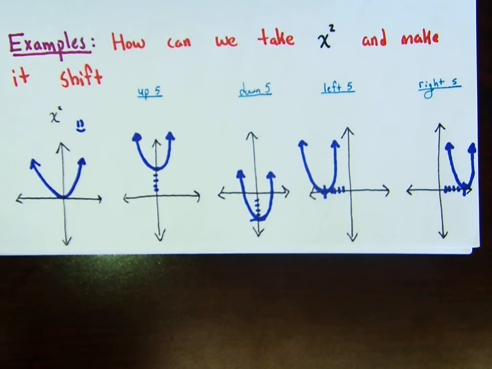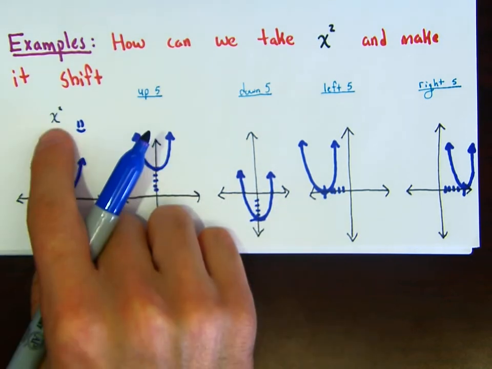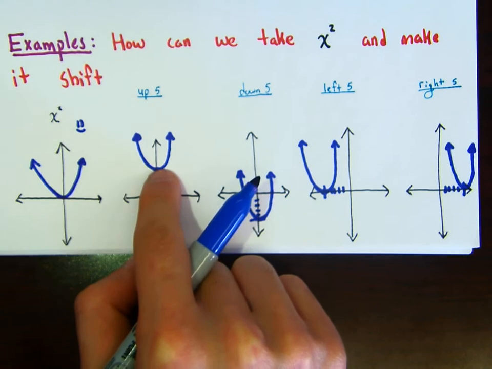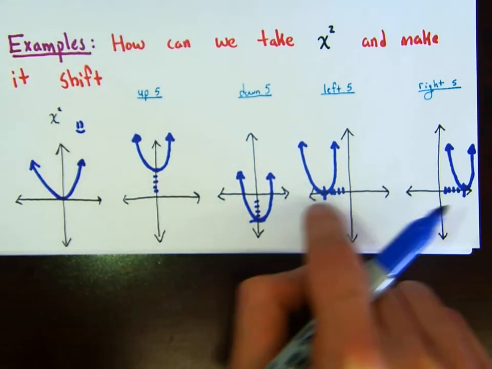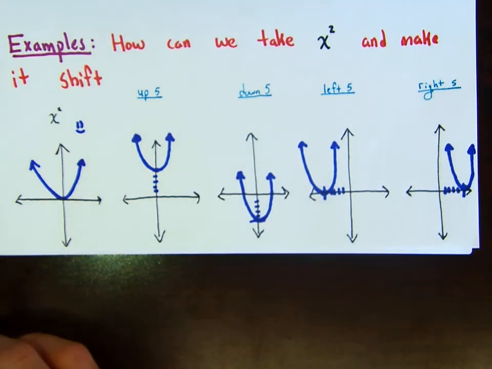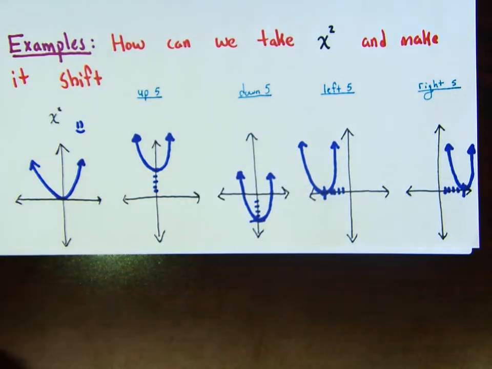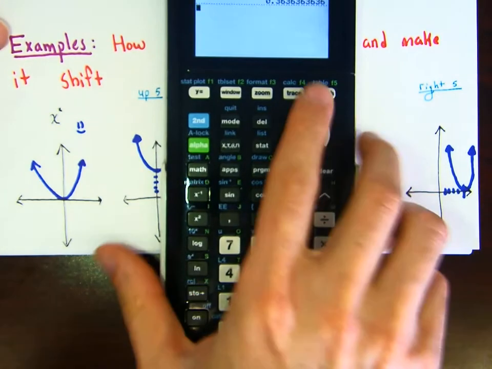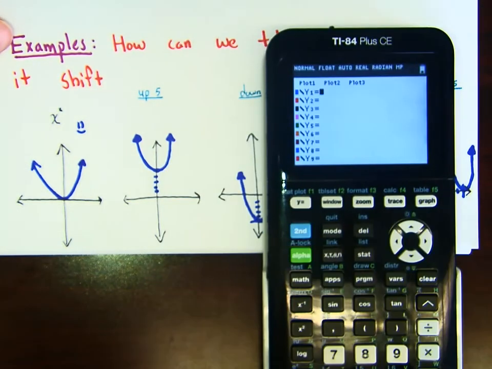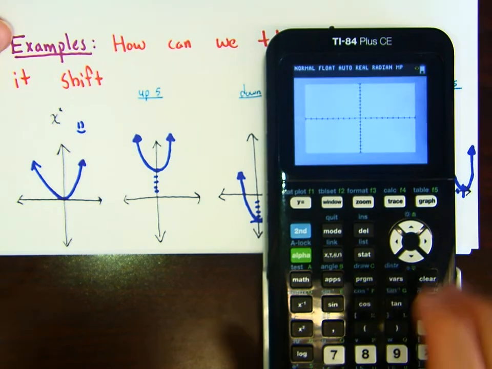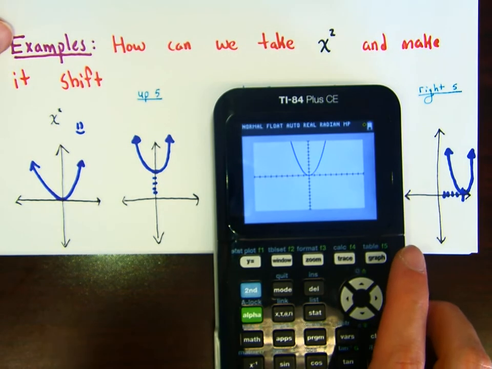Now, what do you have to do to x squared to make the graph go up 5 units, down 5 units, left 5 units, and right 5 units? What do you think you would need to do? Let me get my calculator over here. So let's say I wanted to graph y equals x squared, right? So the graph of it looks just like that.